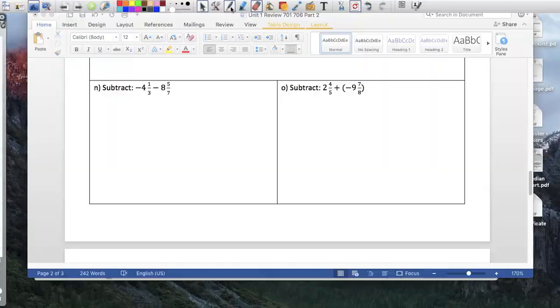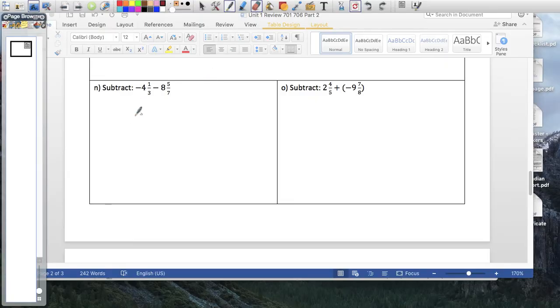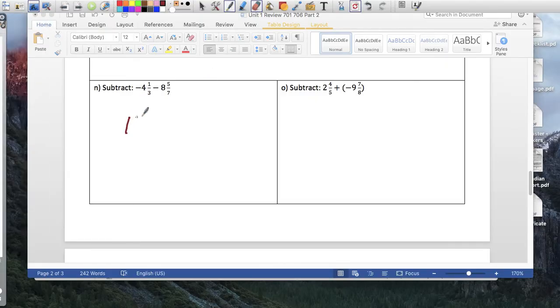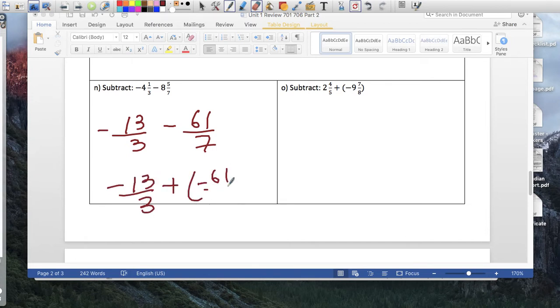You get negative 4 1/3. Let's change that. 12 is 13 over 3, negative, and then 56, 61 over 7, right? Let's change this to addition. Plus negative 61 over 7, and we'll change that to 21, right? Because that's the LCM. 3 times 7, and then times 7 is 21, 91 on top.